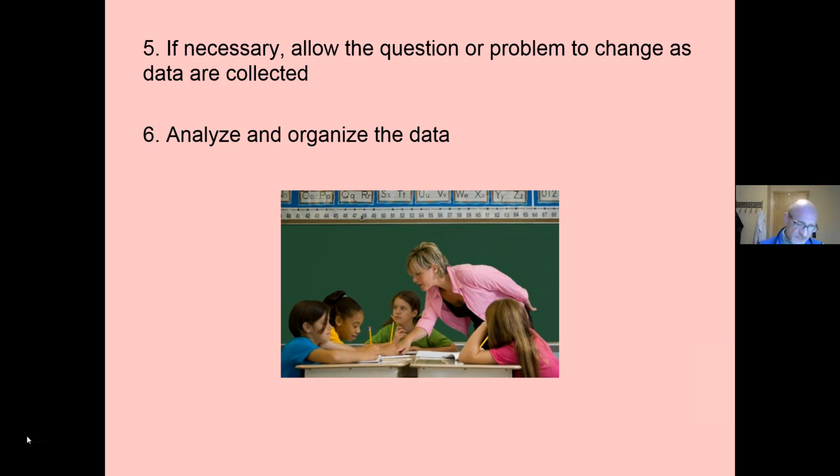So number five, if necessary, allow the question or problem to change. Action research is a dynamic, ever-changing process. It's not a controlled experiment. It's common to change teaching strategies, sources of data collection, or even the focus of the study as data are being collected. Now, this is acceptable as long as you describe the reasons for changing in your action research report. You take us along. You are a good narrative.